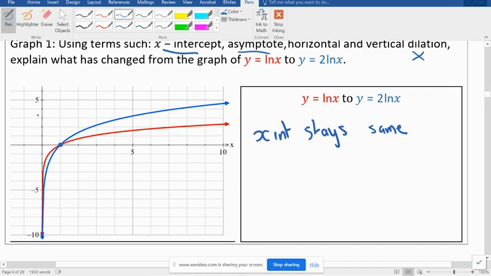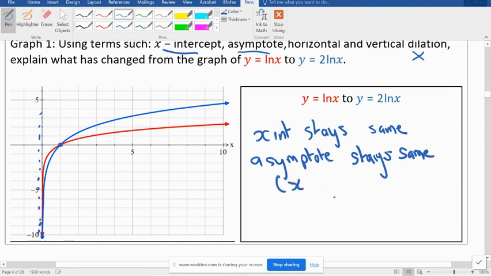All right. The asymptote, there it is, it's still there. The asymptote stays the same. Okay, and we might write that underneath, that's x equals 0. Okay. It's just how do we describe the difference?